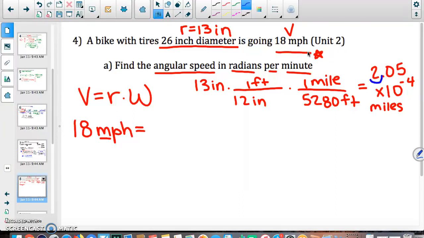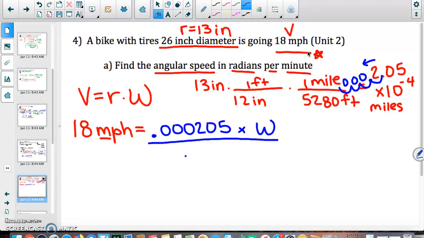So I'm moving my decimal place to the left 4 spaces. So this is 1, 2, 3, 4, right? So how many zeros am I going to have? 3. So this would be 0.000205 miles times my angular speed, right? And solving that out, we would just divide both sides by this icky looking number.